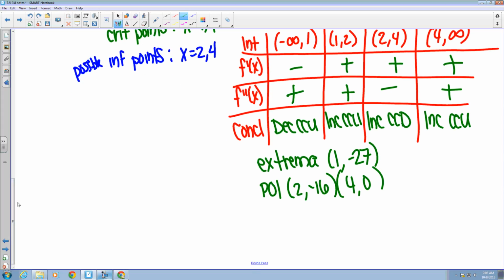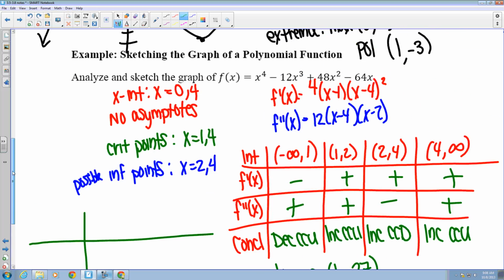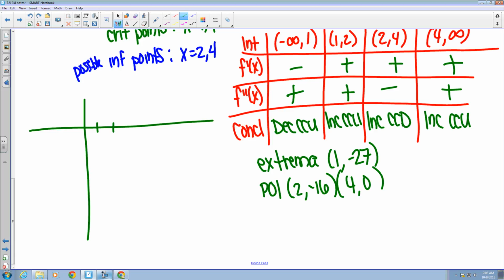So now we need to do a rough sketch of this. Putting in our x-intercepts, one of them occurs at 0, one of them occurs at 4. I'm going to go by 4s in the y direction, just so we can get to one of our extrema there. So (1, -27). Point of inflection at (2, -16).